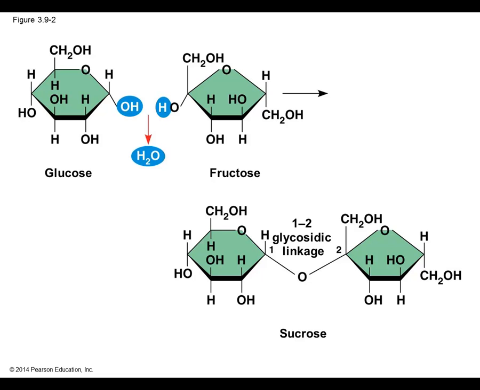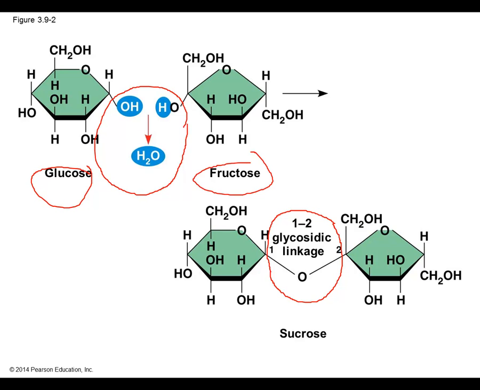A disaccharide is formed when a dehydration reaction joins 2 monosaccharides, and the covalent bond formed is a glycosidic linkage. So here's the dehydration process to form a glycosidic linkage. This example is the disaccharide sucrose, which is formed by the covalent bonding of glucose and fructose.